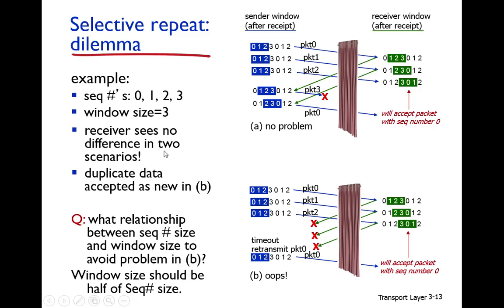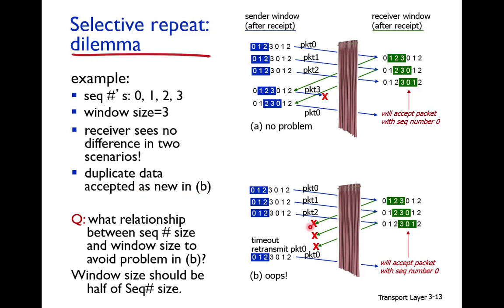So the receiver sees no difference in the two scenarios. Here in figure A and figure B, they are the same. But figure A is correct, and figure B is not correct. The receiver window is not visible to the sender. So the duplicate data is accepted as a new one.